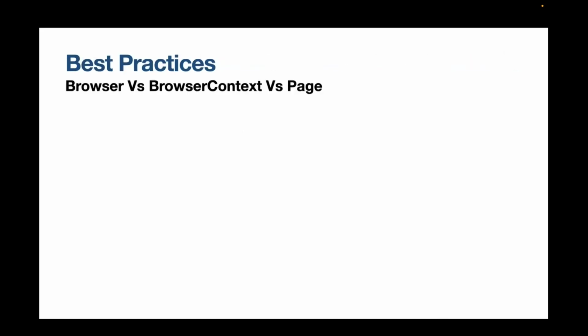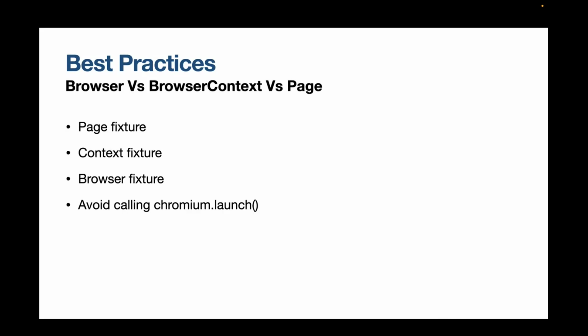Let's learn about the best practices for using browser, browser context, and page, as well as the fixtures. Let's start with the page fixture first. The page fixture should be used for the majority of UI automation tests as it provides everything needed for interacting with a single browser tab. Whenever independent browser sessions are required, such as testing multiple users or different authentication states, the context fixture should be used. A browser fixture should be used only when custom browser contexts are required. Avoid calling chromium.launch in the test unless it is a specific requirement which cannot be achieved with built-in fixtures.